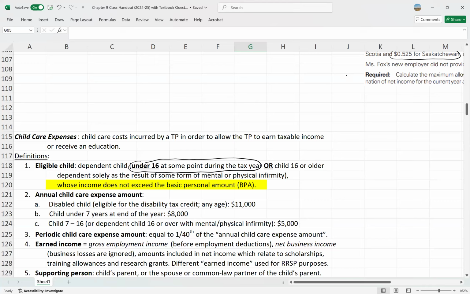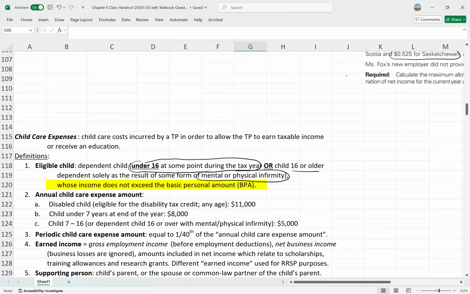Or if the child is 16 or older and they have an infirmity, then you can claim childcare costs for that child as well. So remember in chapter 4, when we went through all those tax credits, and we talked about the term mental or physical infirmity. So if the child happens to be 16 or older, but they have a mental or physical infirmity, they need care while the parent is working, then that would also be an eligible child as well.